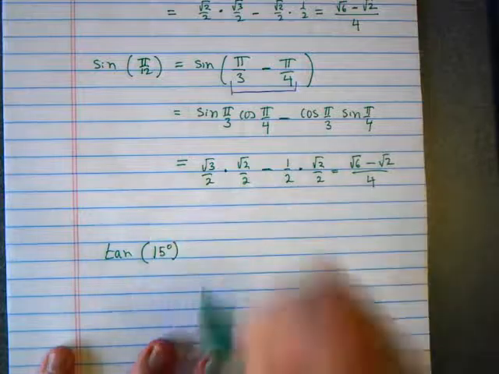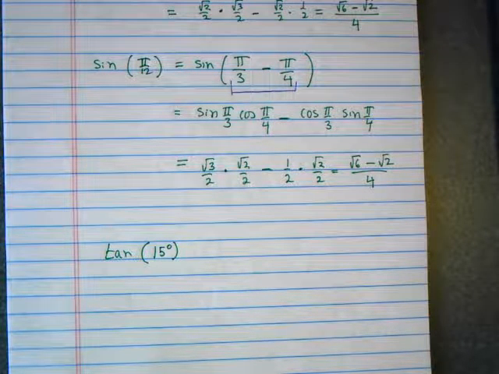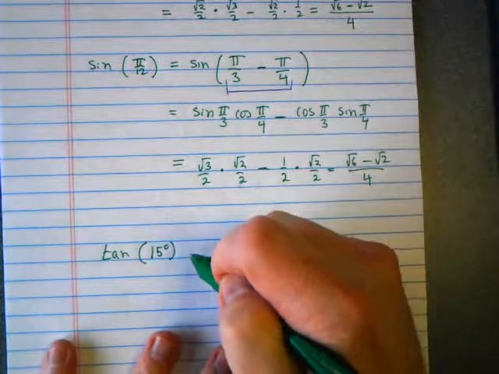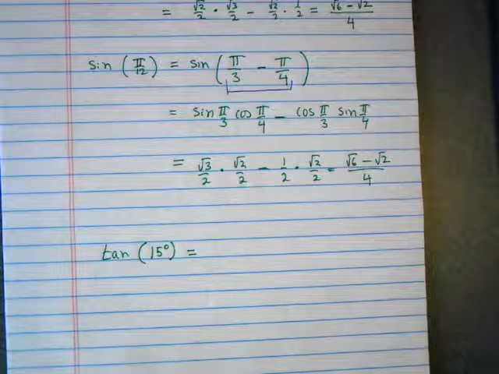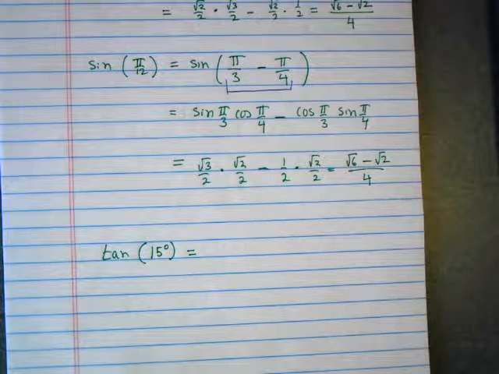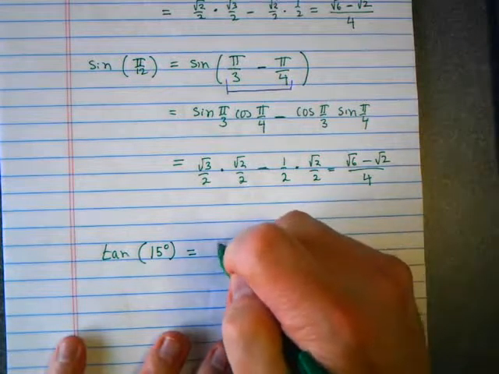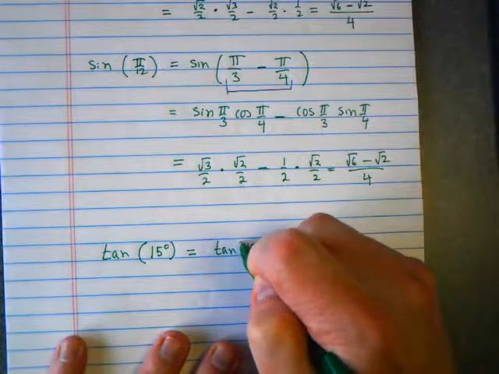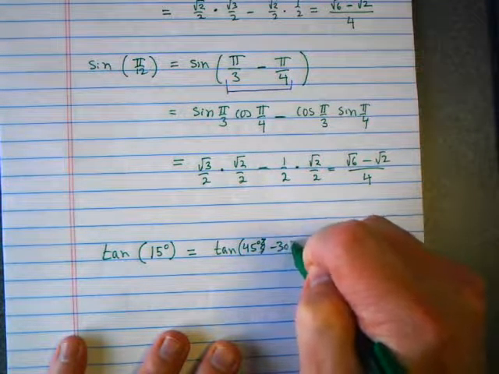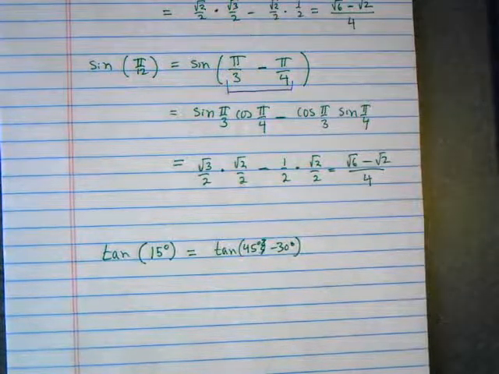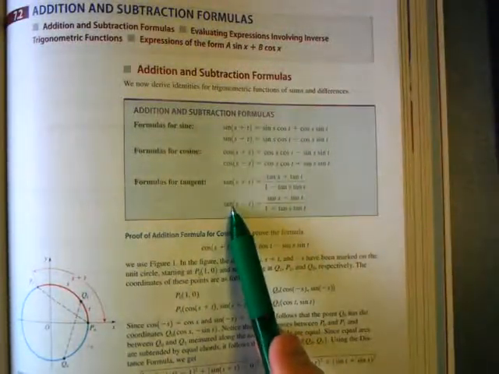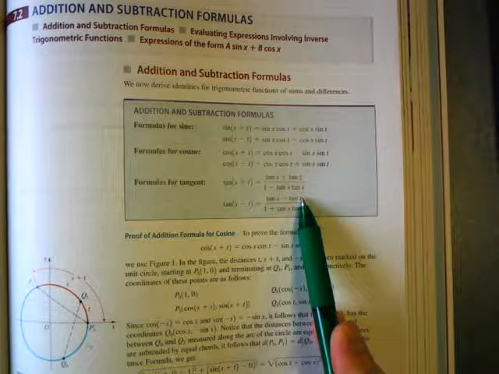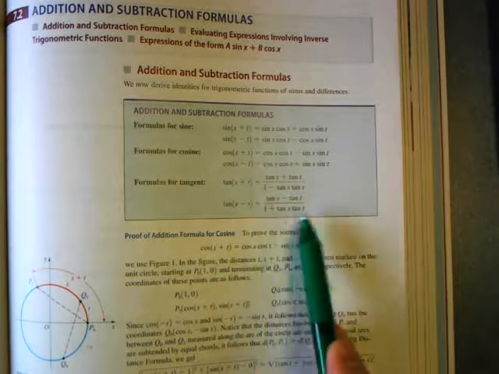15 degrees? All right, we can use 15 degrees. How do you write 15 degrees using those fancy angles that we know? This is tangent of 45 degrees minus 30 degrees. All right, and then we look up the tangent formula, the one with a minus in the middle. We do tangent minus tangent on top, and then on bottom we do 1 plus tangent times tangent.